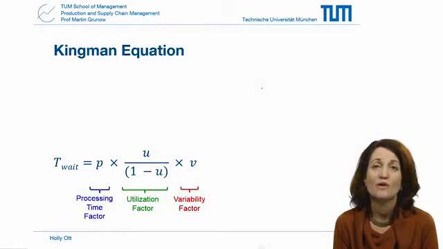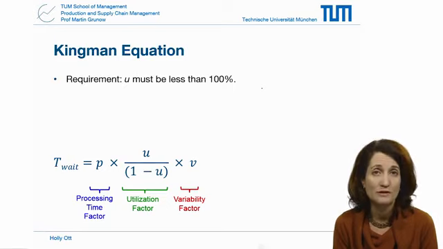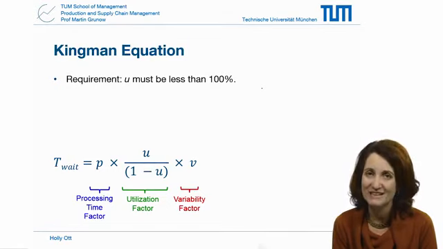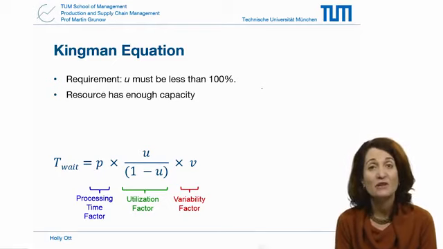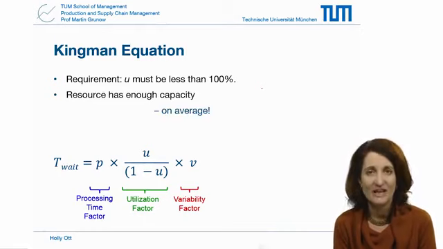Now this brings us to our first important point for use of the Kingman equation. For the Kingman equation to hold, the resource utilization must be less than 100%. So what does this mean exactly? This means that the resource has enough capacity to meet all the demand on average.